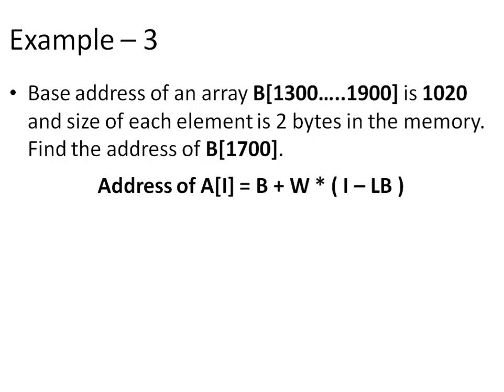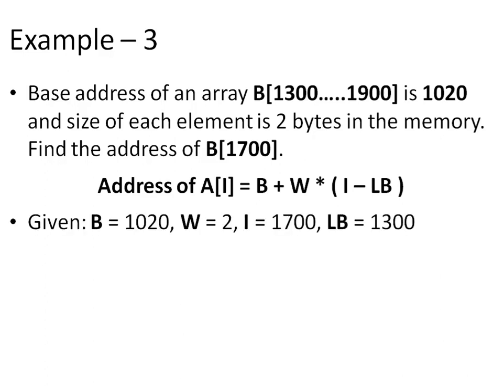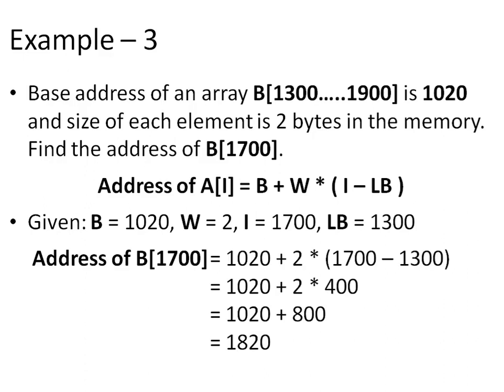1700. Thus, in this example, base address B is provided as 1020, W is given as 2, I we have to compute the address of index 1700 and lower bound is provided as 1300. So after solving the equation with the given values, the final answer comes out to be 1820. Basically, the complete information can be given in any form. You just have to put the formula correctly to get the answer.